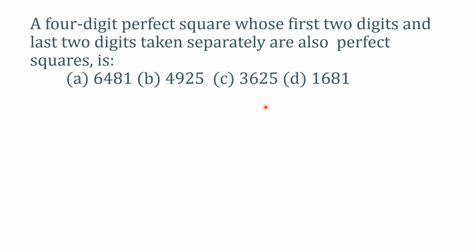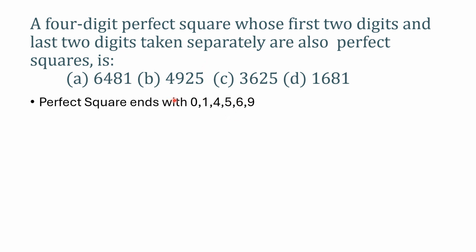We know that a perfect square will end with 0, 1, 4, 5, 6, 9. Here all the numbers end with these digits only, because the second part is also a perfect square. So this condition is satisfied for all the options A, B, C and D.